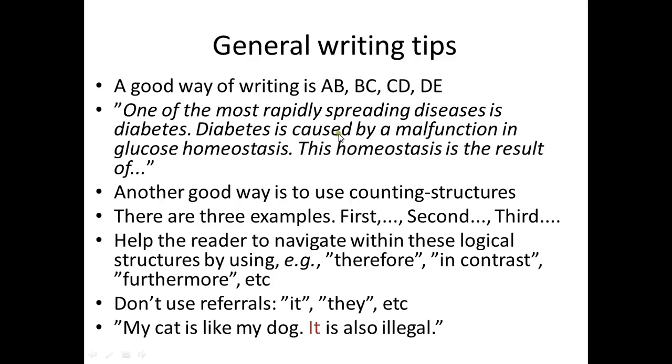So here is an example. Diabetes is caused by malfunctioning glucose homeostasis. And then, if this was a non-scientific text, you could say, this is the result of. But then you don't know if this refers to the homeostasis, or to the malfunction, or to the diabetes. So then you specify this by adding maybe just one word. You don't have to say the glucose homeostasis, but you can say this homeostasis, because then you understand, okay, it's the glucose homeostasis. It's not the malfunction, it's not diabetes.